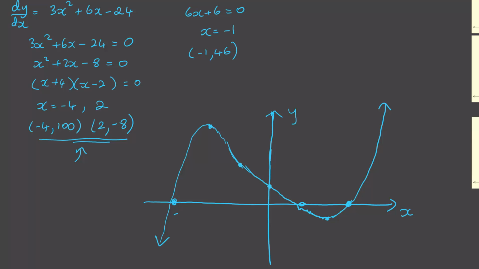Now, of course, we should label these. This was negative 6.9, 1. This one was at 2.9. This was at 20. Negative 1, 46. The maximum is at negative 4, 100. And the minimum is at 2, negative 8.